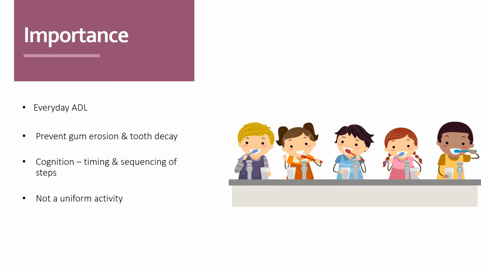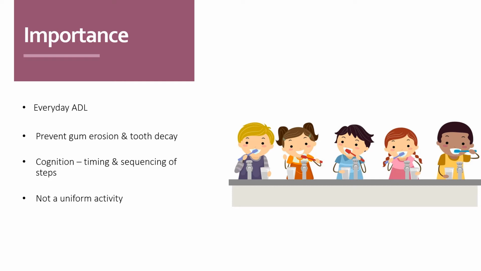Some special considerations to be aware of are not just a person's motor abilities, but a person's cognitive components. Cognition, including timing and sequencing of steps, is important for teeth brushing to be done properly. If a person applies toothpaste at the end of brushing their teeth, it would be nonsensical. Or if they forget which sections they've already brushed, this will lead to activity incompletion.